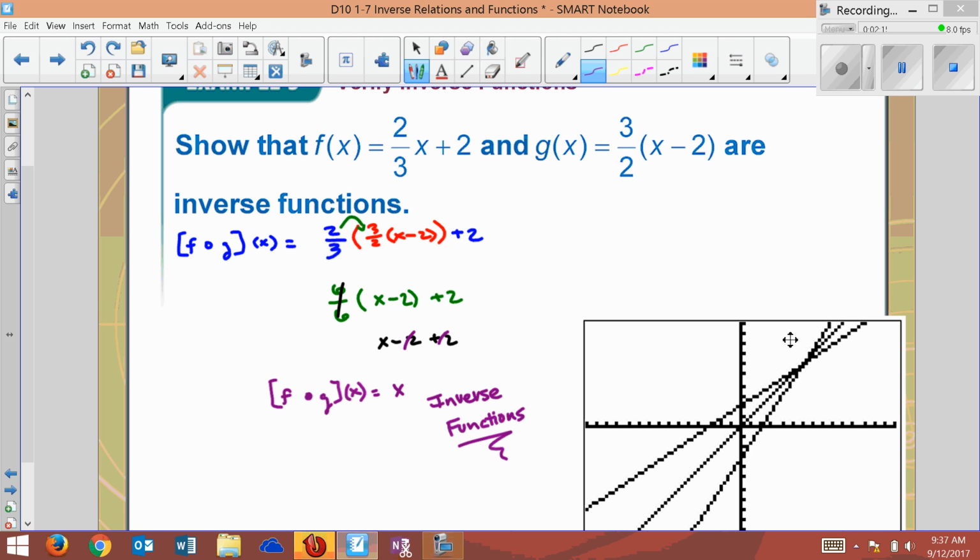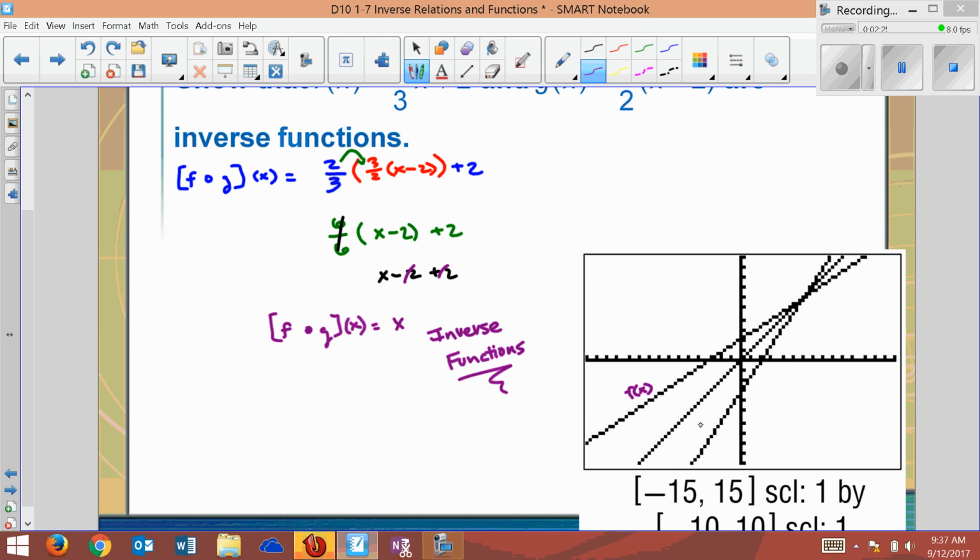Let's look at these pictures. We can see this right here is f of x. They're not labeled, so I'll label them. That's f of x. This function here is g of x. And notice they're reflections over the line y equals x. So since they reflect each other, they are inverses. So graphically, you can always check your answers.